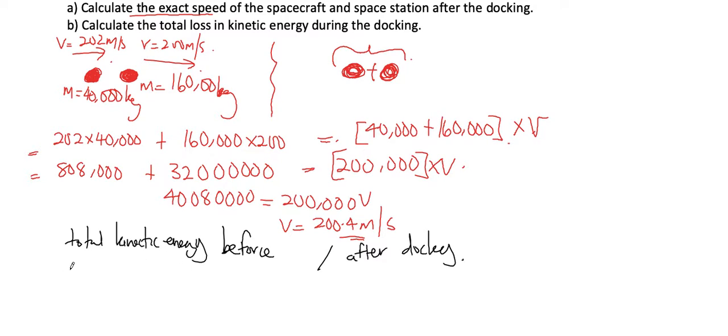The kinetic energy formula for KE is half times mv squared. So half multiplied by m, where m for the spacecraft is 40,000, multiplied by the initial speed, which is 202, squared. This is for the spacecraft.